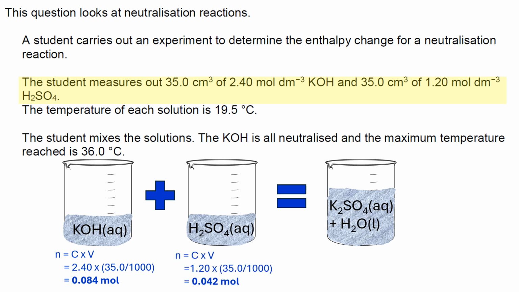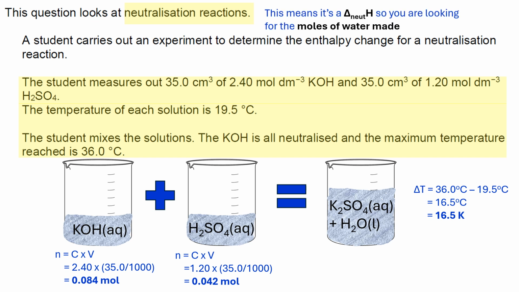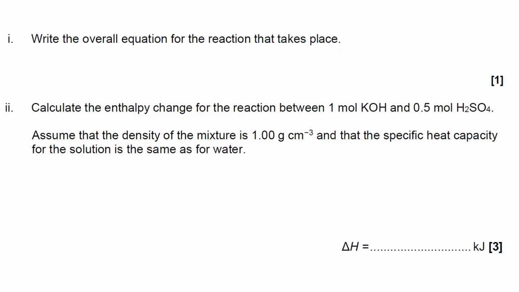The thing to do is to work out the number of moles of each individual sample before they're mixed together. Then you can see straight away that you've got 0.084 for the KOH and 0.042 for the H2SO4. You can also work out delta T from the change in temperature, which you can use later when you do Q equals mc delta T. Like I mentioned, it's a neutralization reaction, so that's going to be looking for the moles of water made when we're calculating delta H later on.